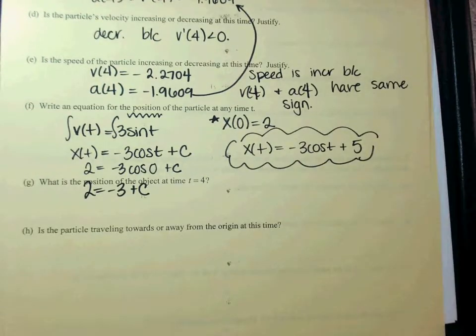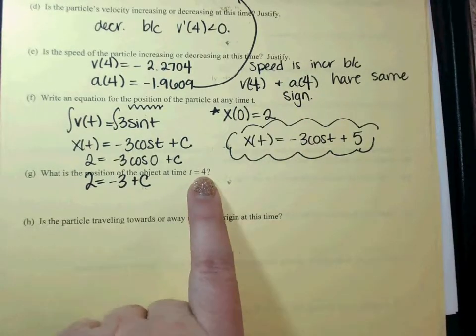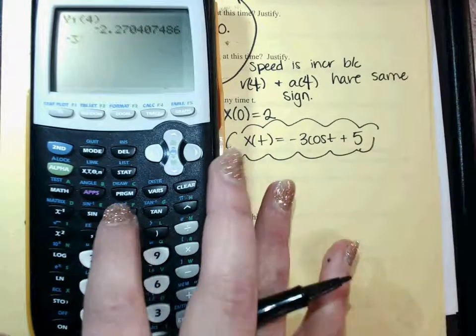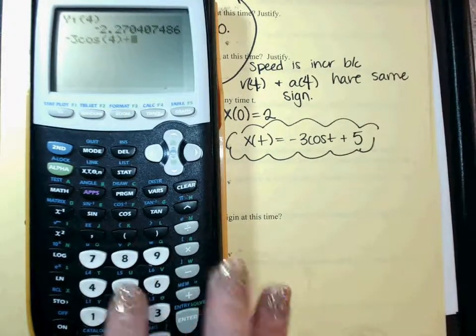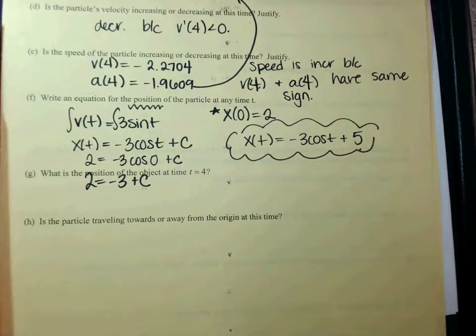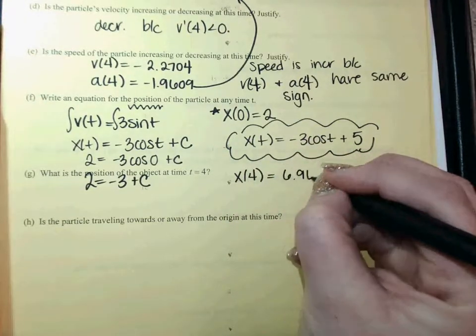Okay? Then in part G it says, well now we have position. What is the position at 4? Well, then what would we do? Yeah, plug in 4. And you have a calculator, so you should be able to do that, right? So negative 3 cosine of 4 plus 5 should come out to 6.9609. What would I write on my paper? How would I label what I just did? X of 4. Good. And then 6.9609.